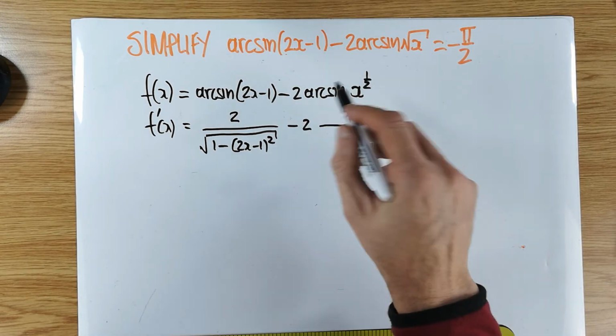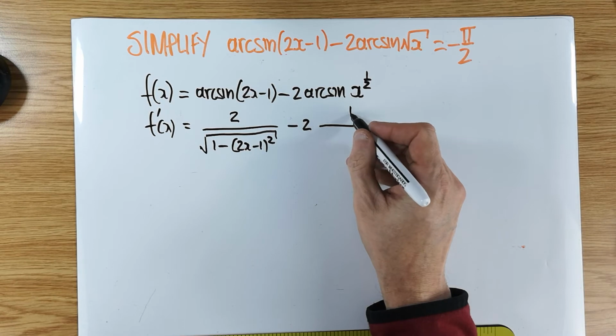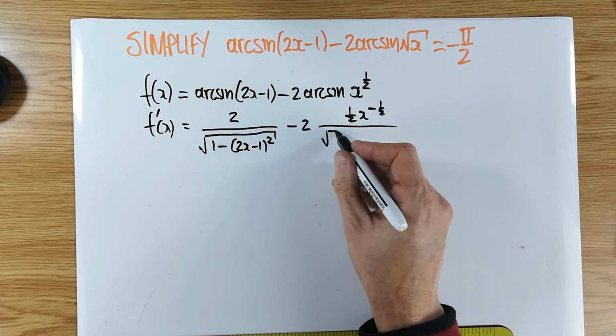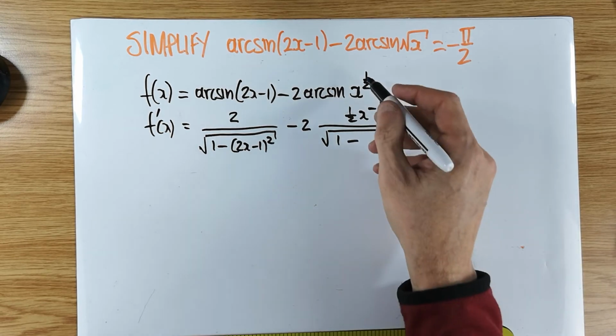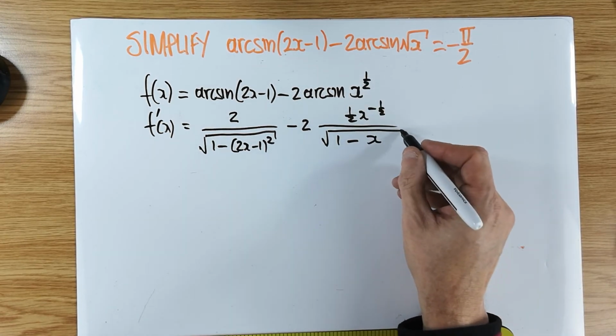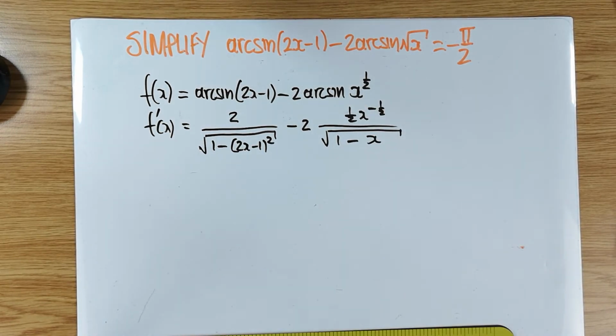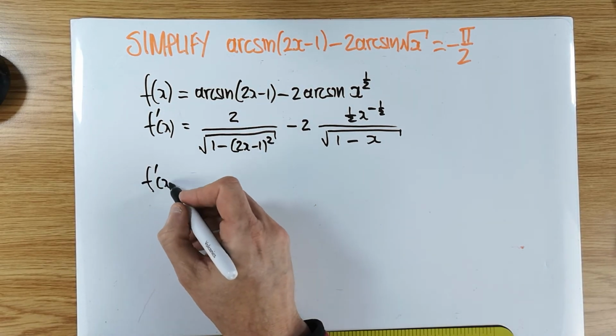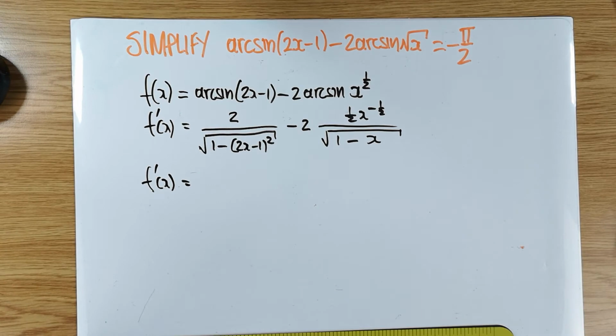So that's the minus 2 that you're seeing in there. I'm going to do the chain first of all. A half x to the minus a half. And then that's going to be 1 minus this bit squared, which is 1 minus the square root of x. So I'm going to do a little bit of a tidy and see what happens. Let's look at this derivative now.